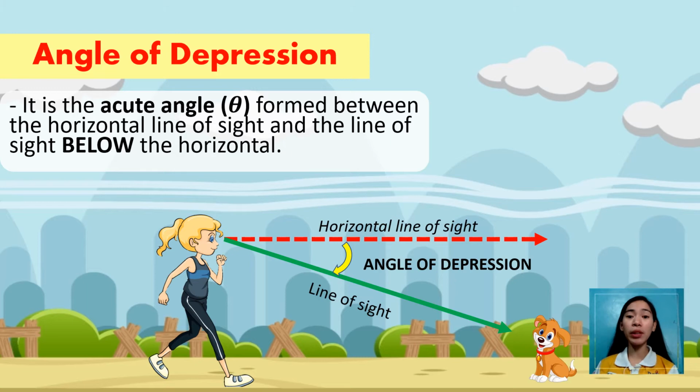The moment you look down, or if the line of sight is below, that forms an angle of depression. An example of this is when you see an ant on the ground. So it forms an angle of depression. The moment you look down, that produces an angle of depression.